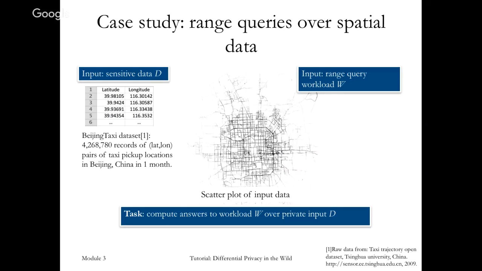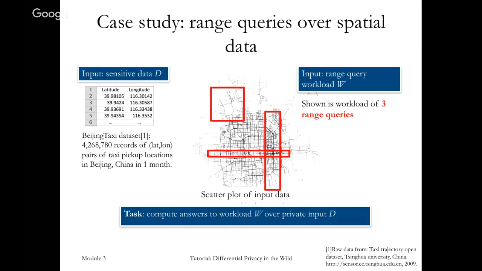What I'd like to do is talk about some of the practical techniques that have been developed by taking a particular case study. Let's look at range queries over spatial data. Say we have a data set of taxi pickups and drop-offs in Beijing. My records here are particular pickup and drop-off events. What I want to do is answer range queries on this data. I might have a workload of, say, three range queries, and I'll consider larger workloads. I want to know how many pickups or drop-offs occurred within this particular range. This could be useful for city planning and things like that.